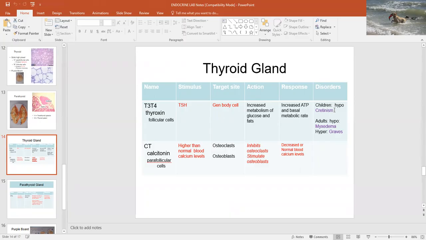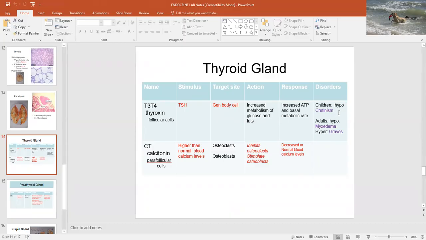And please check. I might have said something incorrectly about cretinism. Did I say it was a hyper T3, T4? If I did, I apologize. It's a hypo secretion of T3, T4 that causes cretinism. Cretinism is referred to as the cat's cry in infants. So please check if you filled that in. If I said hyper secretion of T3, T4, I apologize.